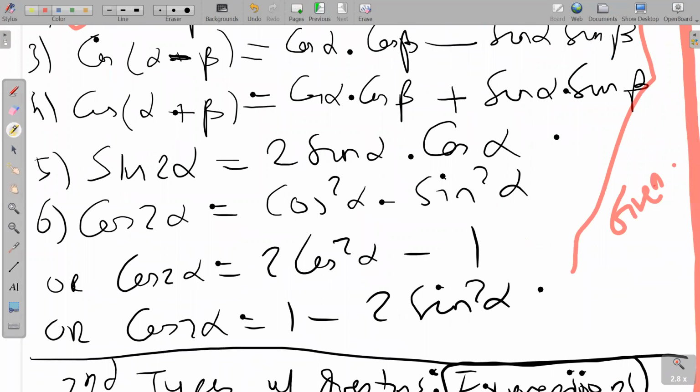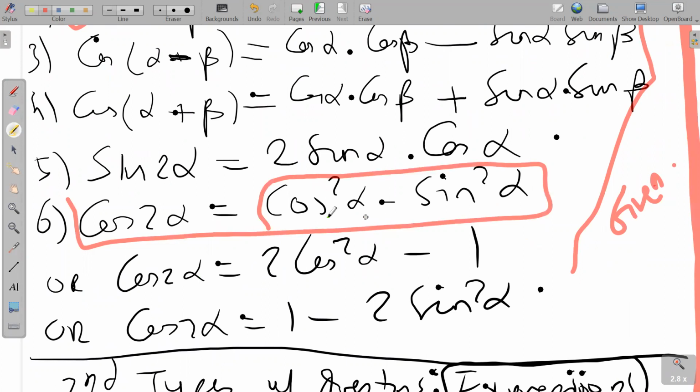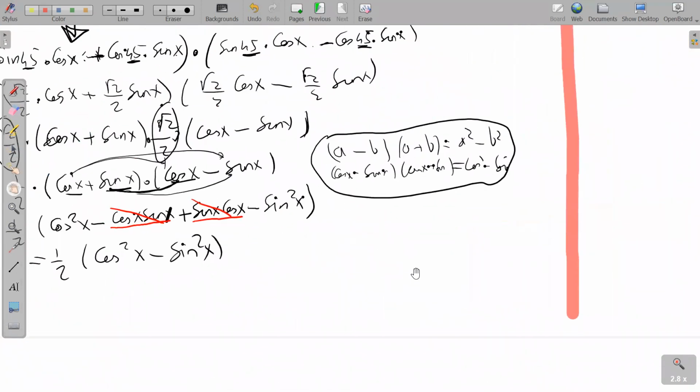is this one. That one we find: cos square x minus sin square x, which is 2 cos. I will write this formula. This formula is like cos 2 alpha.